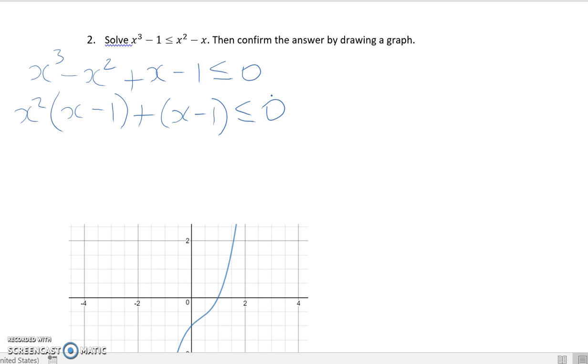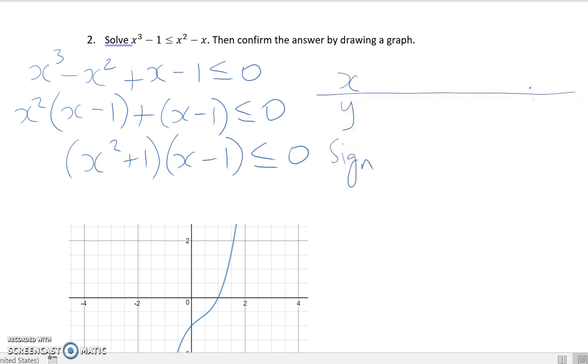Okay, so at this point I can then factorize again because I've got a common bracket there. So I've got a little 1 at the front here. So I'm going to have in one bracket x squared plus 1 and in another bracket x minus 1 is less than or equal to 0. And that's going to help me know where to solve things. I can then create a table of signs. If I create a table of signs, I'm doing this thing again. And this time I'm going to pick values from negative 2 to 2.